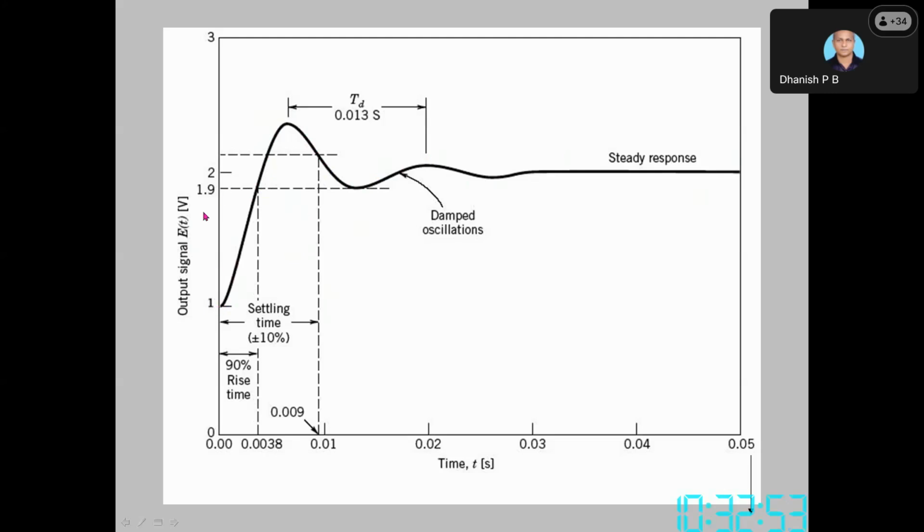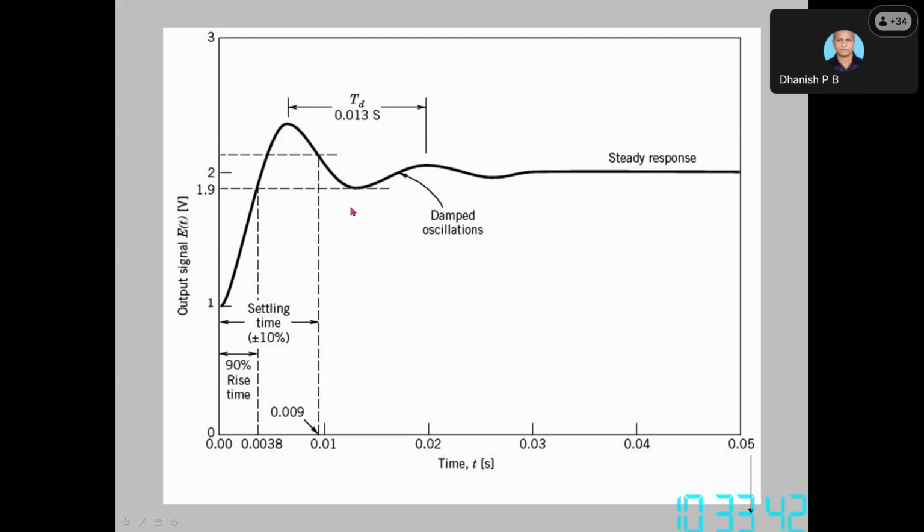So Y0 is 1, Ka is 2. So Ka minus Y0 is 2 minus 1, which is 1. 90% of that is 0.9, so the first time it reaches 1.9, that is your 90% rise time. Then it goes up, reduces, oscillations happen, and from what time onwards it is within plus or minus 10%? The final value is 2, so plus or minus 10% is 1.9 to 2.1. Draw two lines parallel to the x-axis.